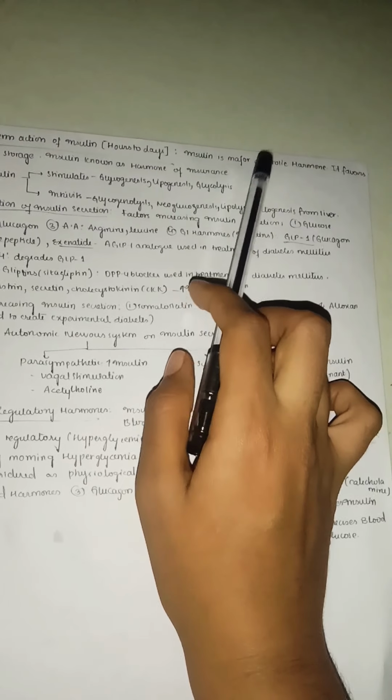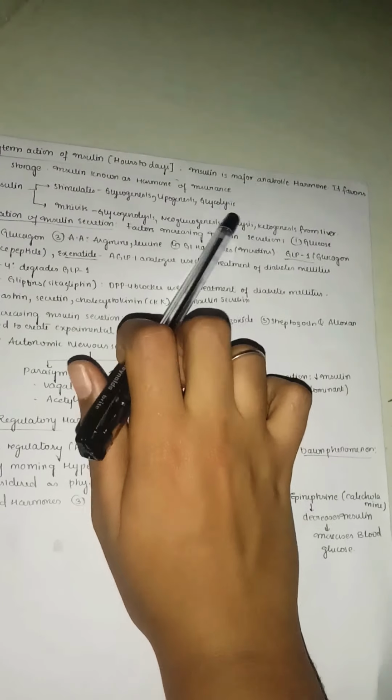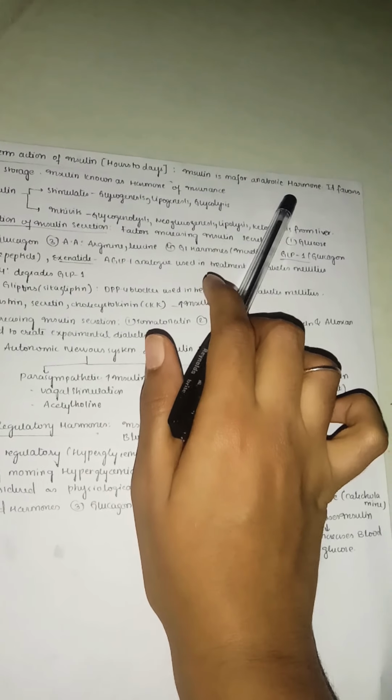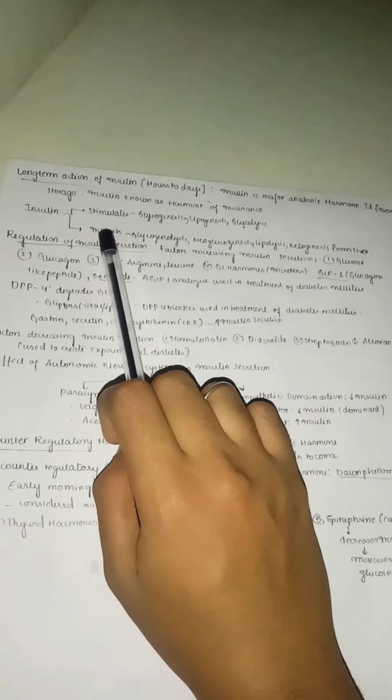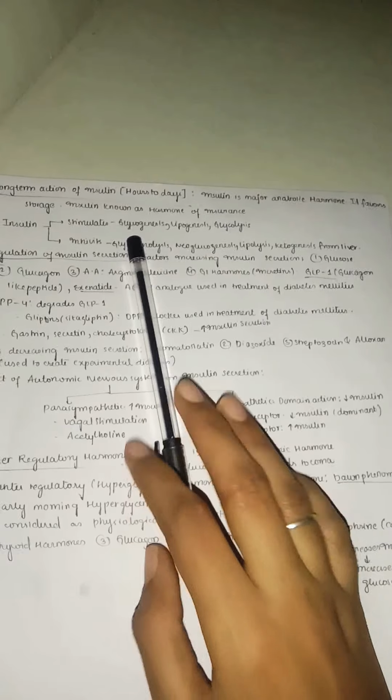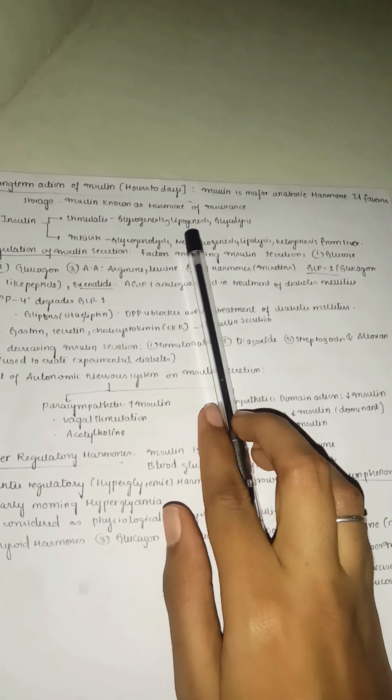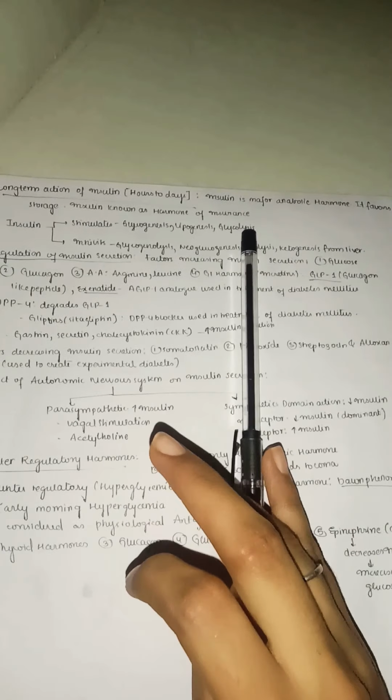Insulin is a major anabolic hormone. Before, you have seen that thyroid is a major catabolic hormone, but insulin is a major anabolic hormone. It mainly favors storage, and insulin is known as the hormone of insurance because it is thinking about our future and storing a lot. Insulin mainly stimulates glycogenesis, the formation of glycogen, lipogenesis, the production of lipids, and also glycolysis. Why glycolysis? To use the energy and form ATP.